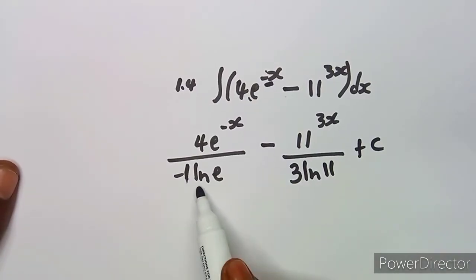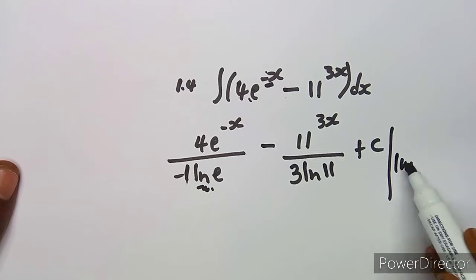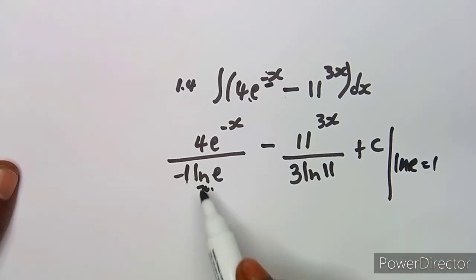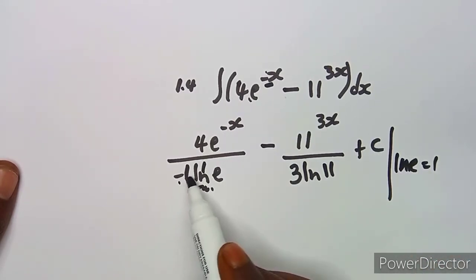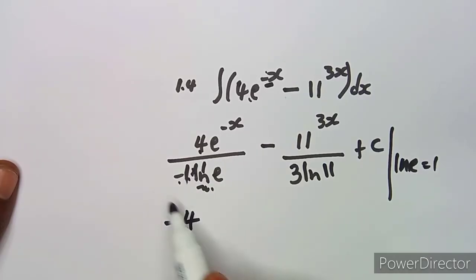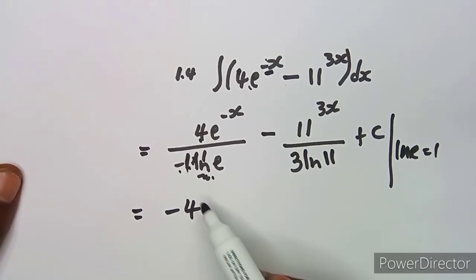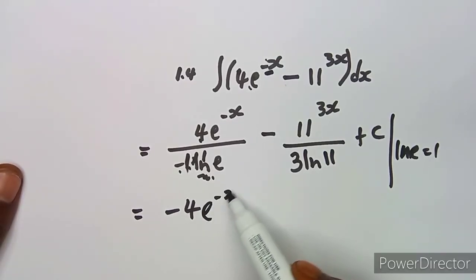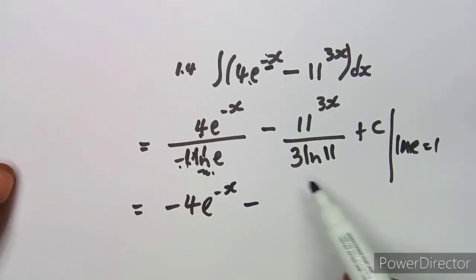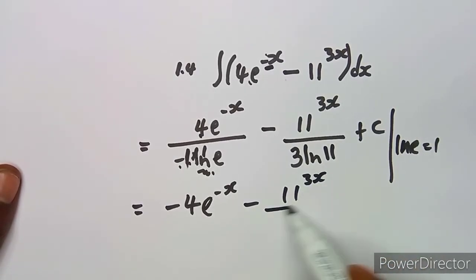So remember we said ln e is equal to 1. If ln e is equal to 1, that means here we've got minus 1 times 1, which is minus 1. So 4 divided by minus 1 is minus 4. So this is going to give us minus 4e to the exponent of minus x, minus, here there's nothing that we can do, 11 to the exponent of 3x over 3 ln 11, plus c.